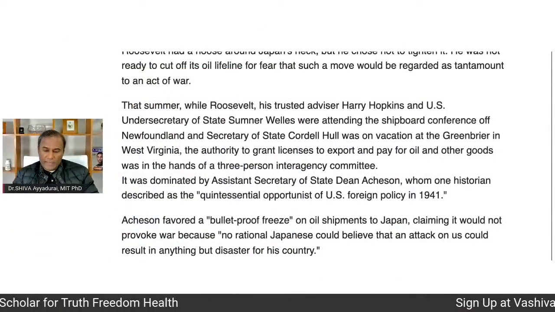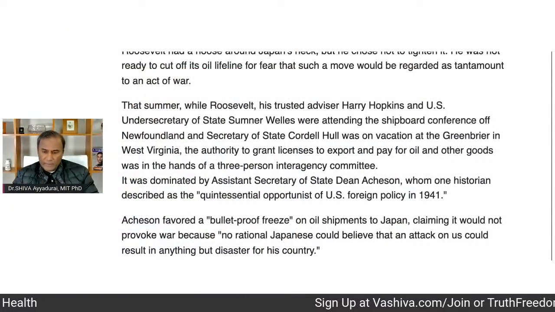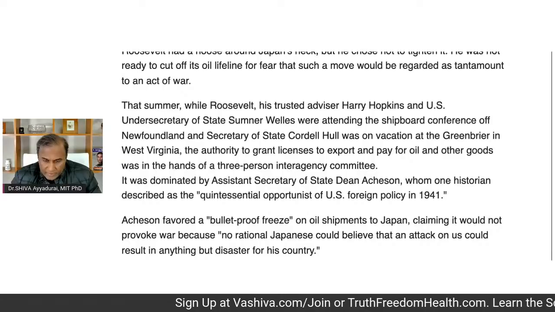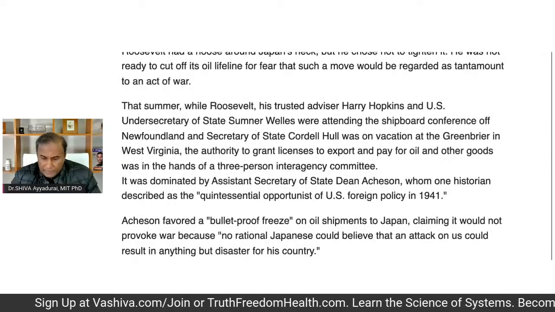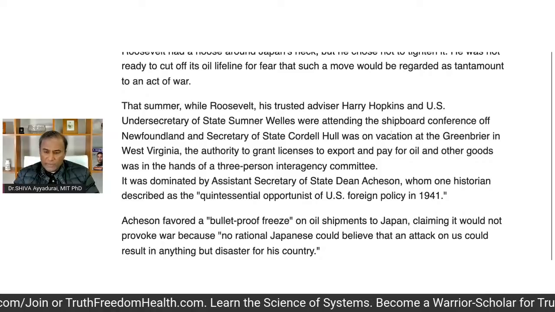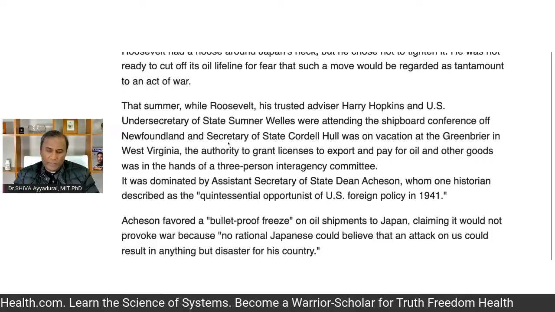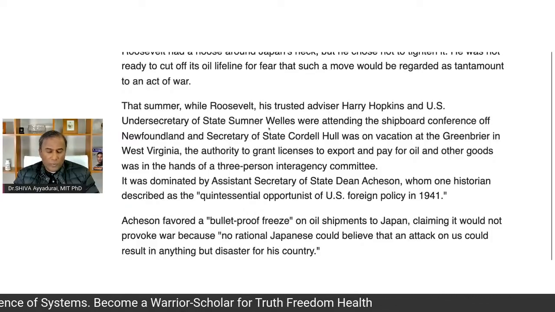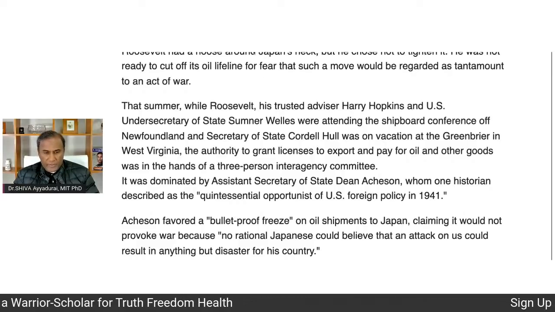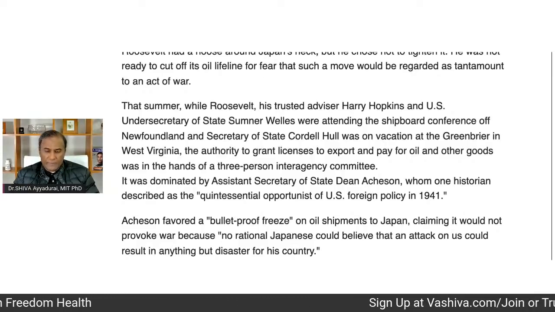And that summer of 41, as this article says right here, Roosevelt was attending, let me go back to this article here, was attending a conference that was called a shipboard conference off Newfoundland with Sumner Welles. Well, guess who was at this conference? Let me go to the next article. So at that time, Mr. Churchill was also at this conference. All right, let me bring that up. So Churchill was also at this conference.